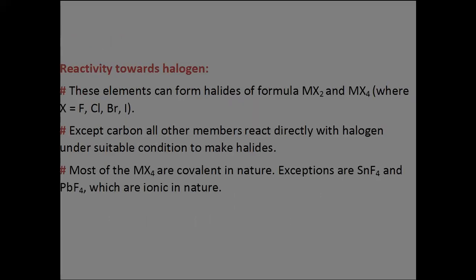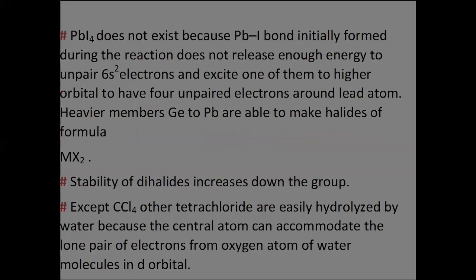Reactivity towards halogens. These elements can form halides of formula MX2 and MX4, where X can be fluorine, chlorine, bromine, or iodine. Except carbon, all other elements react directly with halogens under suitable conditions to make halides. Most of the MX4 are covalent in nature. Exceptions are SnF4 and PbF4, which are ionic in nature. PbI4 does not exist because the Pb-I bond initially formed during the reaction does not release enough energy to unpair the 6s2 electrons and excite one of them to a higher orbital. You have 4 unpaired electrons around the lead atom.